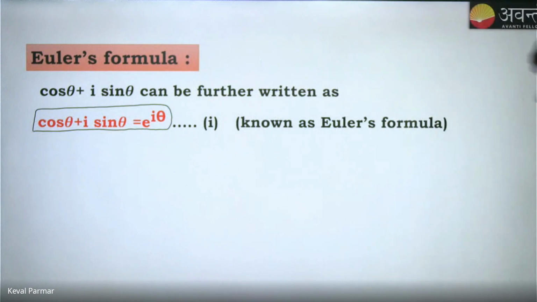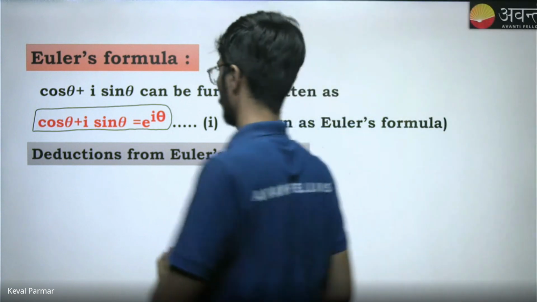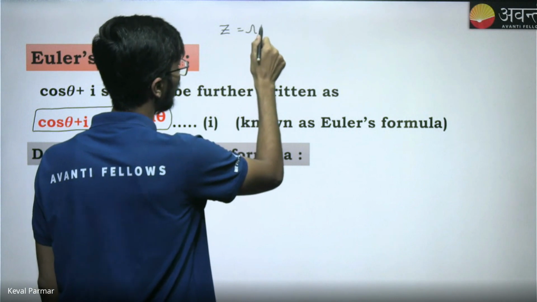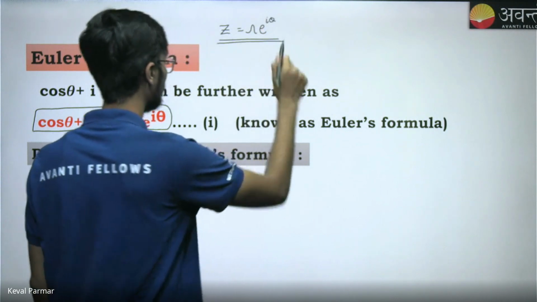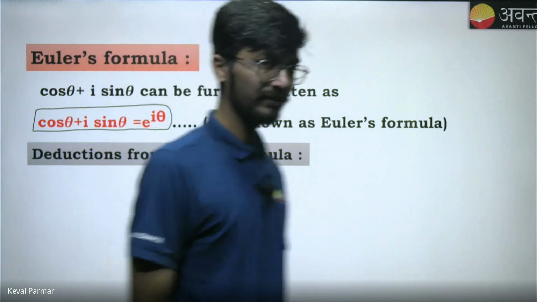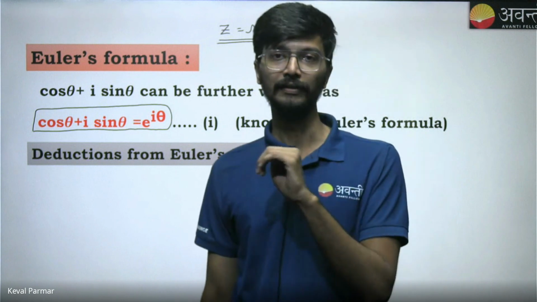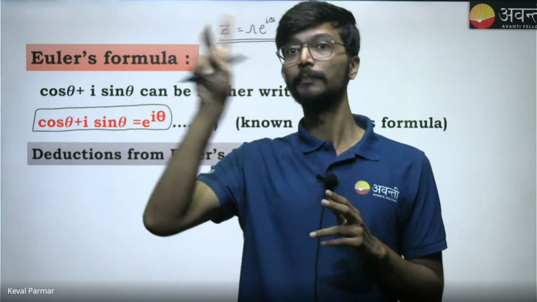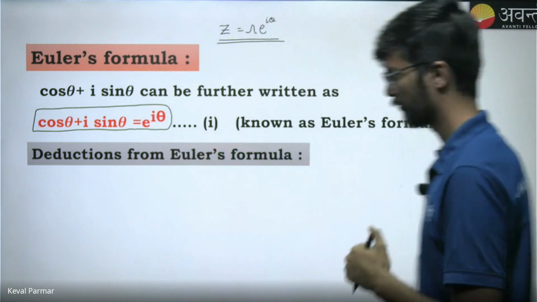So what will the complex number look like? It will be r into e raised to the power i theta. Complex number z is mod of z, which is r into cos theta plus i sine theta, which is e raised to the power i theta. From here, by using properties of exponential, that is e raised to x into e raised to y is equal to e raised to x plus y, correct? We can deduce something here from Euler's form.